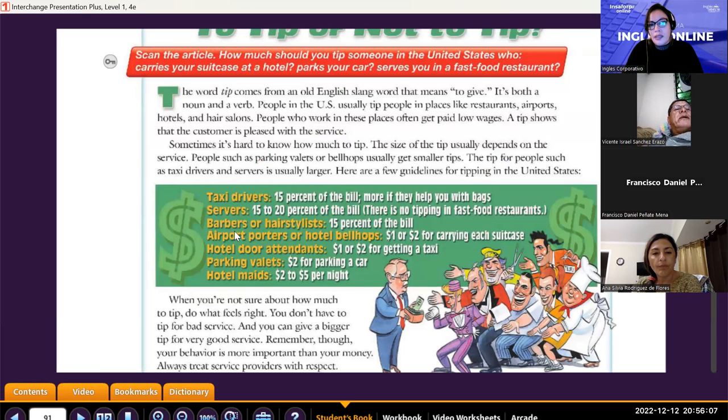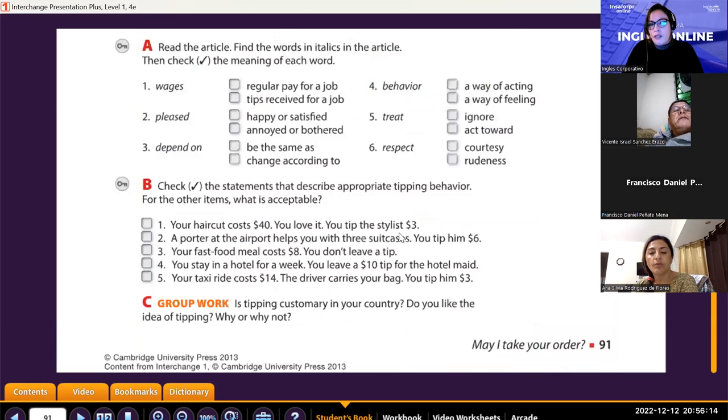Barbers or hairstylists are like 15% of the bill. So, is it correct to tip $3 on $40? What would be 15% of $40? Let's imagine. It's not correct. How much would you tip if 15% of $40? How much would that be? $5? $7 or $8 maybe. $5 or 10%. I don't know. In some places, $6. The tip is in the bill.